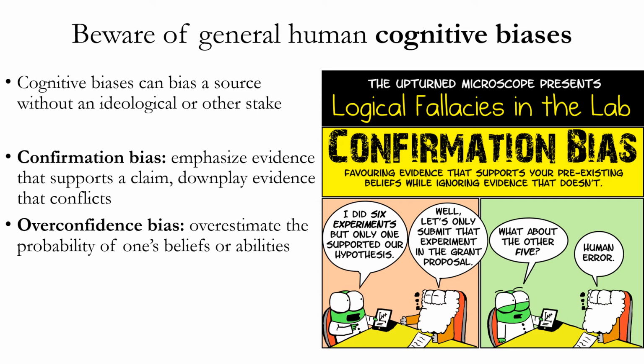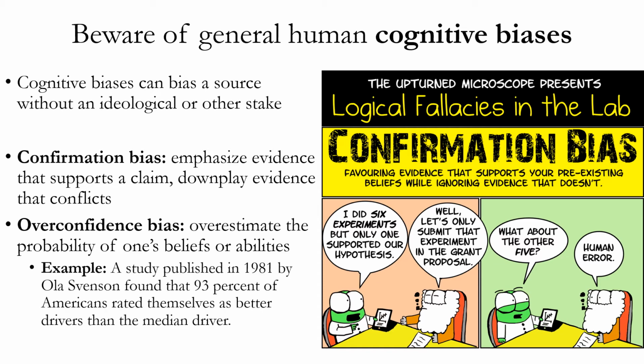Another type of bias that can operate is overconfidence bias, which is the tendency to overestimate the probability of one's beliefs or abilities. This also applies to all humans. A famous example of this was a study published in 1981 by the Swedish researcher Ola Svenson, which found that 93% of Americans rated themselves as better drivers than the median driver. The median is the driver that's in the middle in terms of their driving ability. So this means that a large fraction of Americans are overconfident in their driving ability. And this is something that applies across many different contexts.